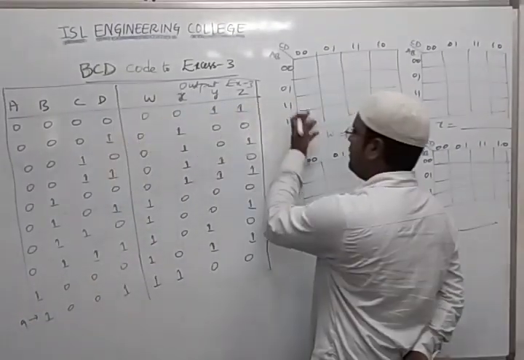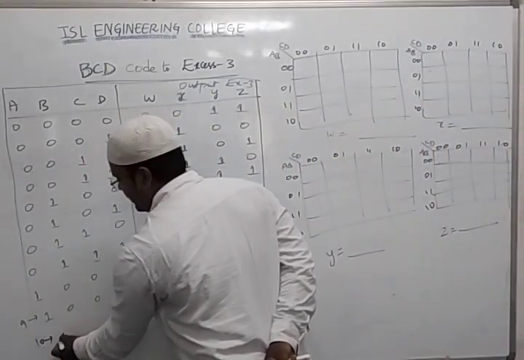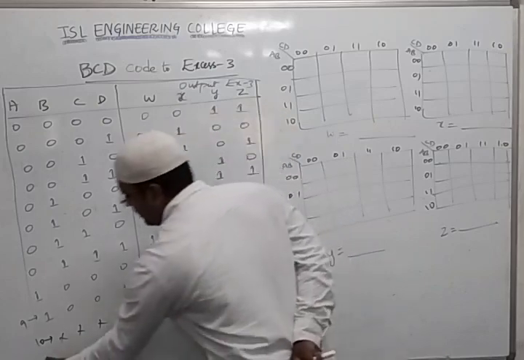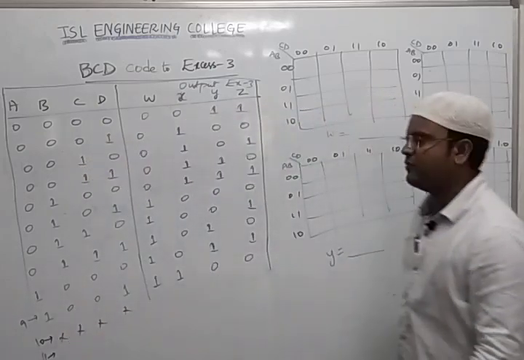What about this? Four variables, total 16 combinations, 0 to 15. So what about 10? All of 10, 11, 12, 13, 14, 15 are don't care. All these numbers are don't care. For that, what will I do?